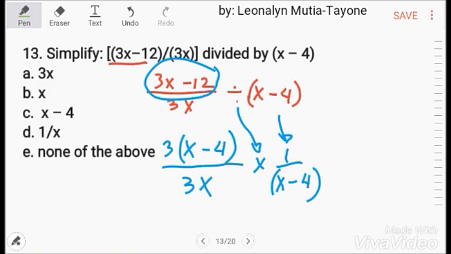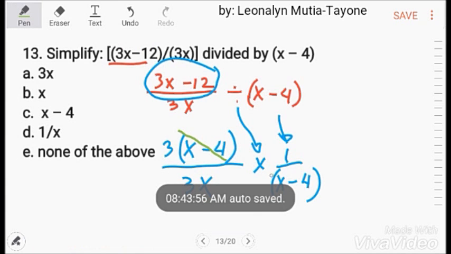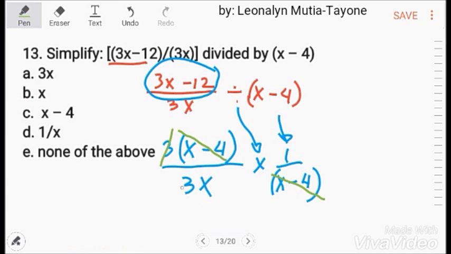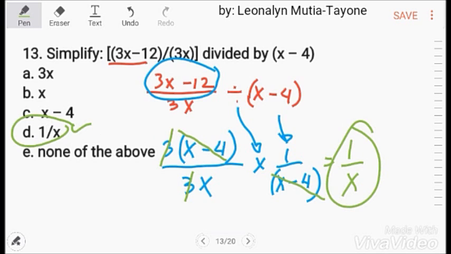Now, pwede itong i-cancel out. Si 3 pwedeng i-cancel out. Ano na lang ang natira? Quos. 1 na numerator at x na denominator. So the answer is 1 over x.